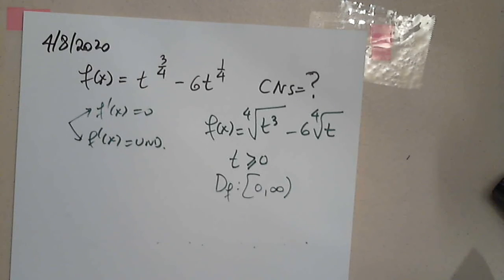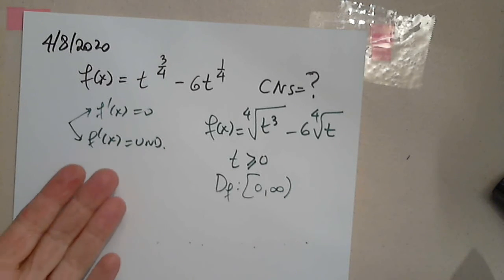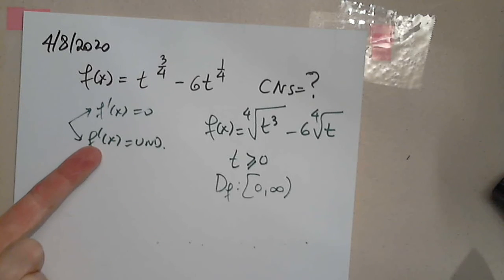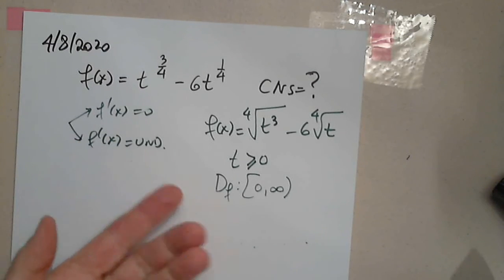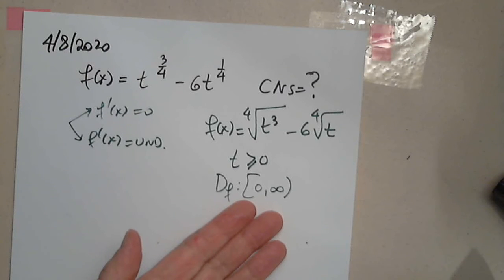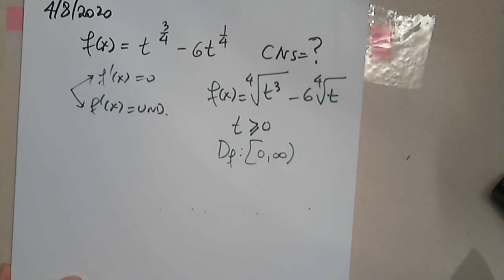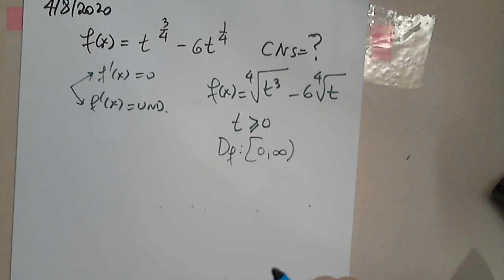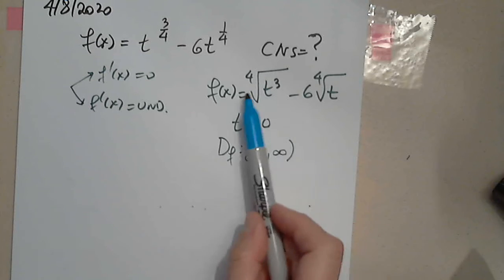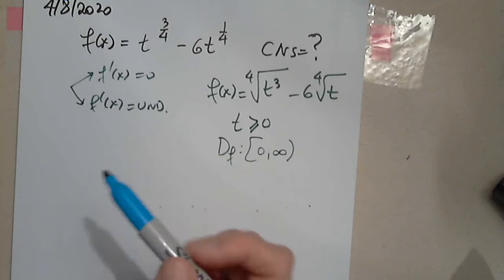So the domain of function f is indeed 0 to infinity. I need this because I may have a critical number coming from f prime undefined, and I still have to know whether the function is defined there. If it's not defined there, there is no critical number. If it's defined there, it's a critical number. Okay, perfect. So now let's differentiate. I'm not going to differentiate this. I'm going to differentiate that.